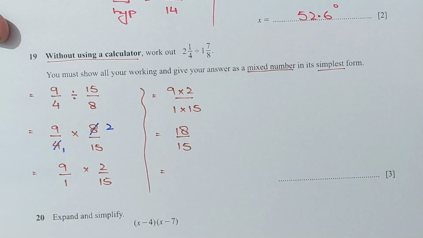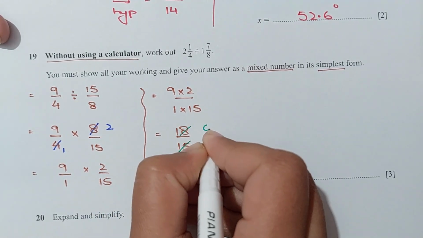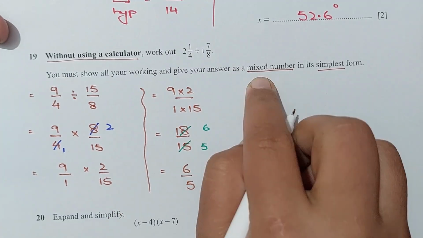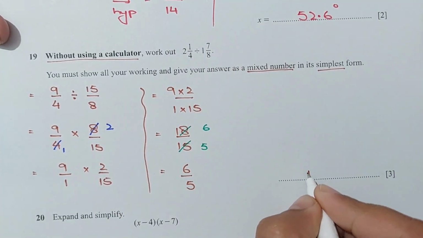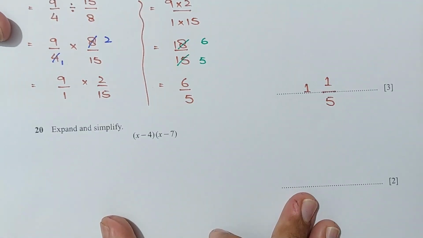Okay, I guess 18 over 15 is in the simplest form or not. Let me check. Both are divisible by 3 times table. 3 times 5 is 15 and 3 times 6 is 18. Yeah. 6 by 5 is in the simplest form, and convert it into a mixed number. 5 times 1 is 5 plus 1 makes 6 over 5. 1 and 1 by 5 is the answer.